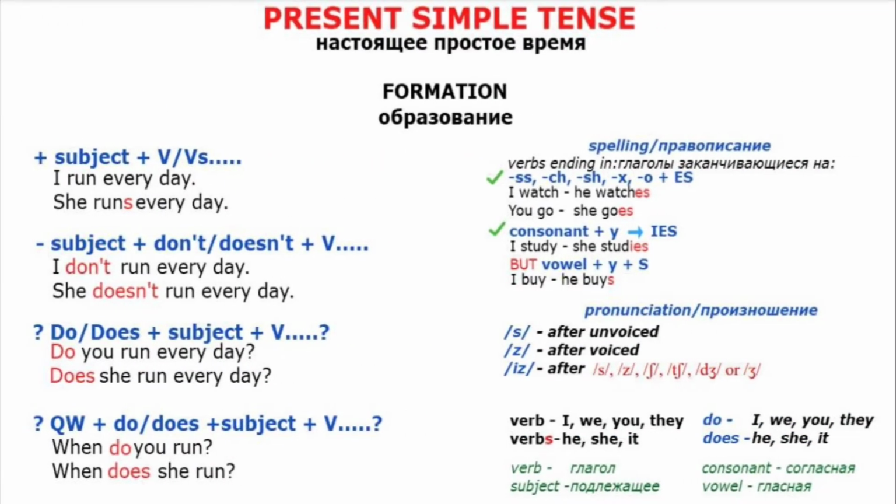Now let's look at the formation of the present simple tense. A positive sentence. We use subject plus verb or verb s. We use s for he, she, it. For example, I run every day. But she runs every day.